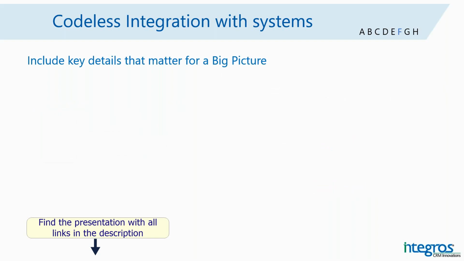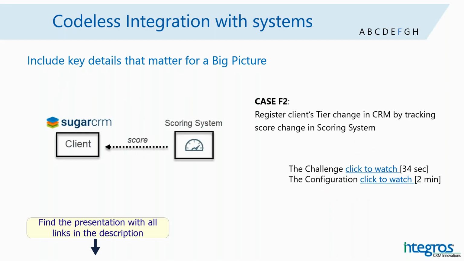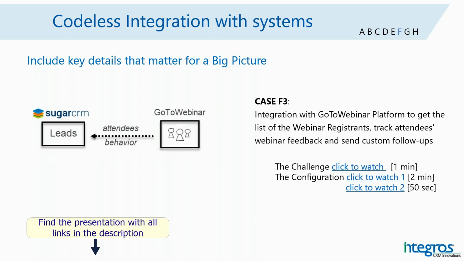And to get a big picture, it's crucial to get information not only originated inside the CRM system, but outside it as well. And actually, it is possible to configure these significant events to appear inside CRM. Like in the second case for this group, the significant key event of changing a client's tier appears under the client in the CRM, while the actual change of this tier originated in another external system, for example, a scoring system. Or, again, if we are talking about GoToWebinar, we can get registrants from the GoToWebinar platform as leads inside the CRM system, also get behavior data on the webinar, and send custom follow-ups after the webinar.